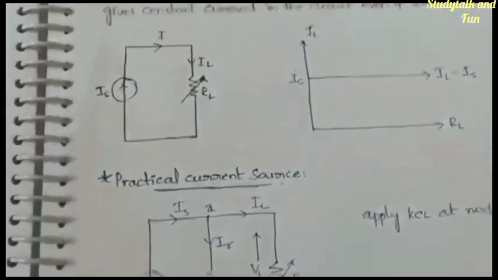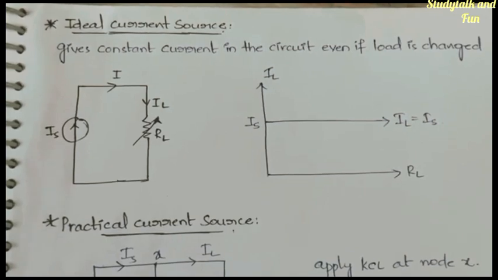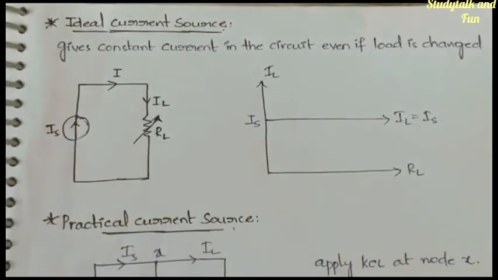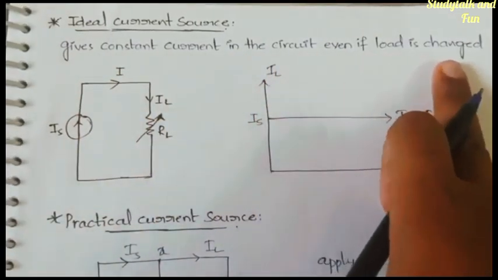Next, let us discuss the ideal current source. The ideal current source is also the same. It gives constant current. Here, instead of voltage, you will have current. That's all, simple. Apart from that, nothing. It will give the constant current in the circuit even when the load is changed.